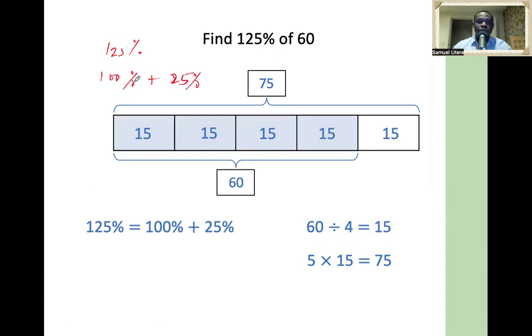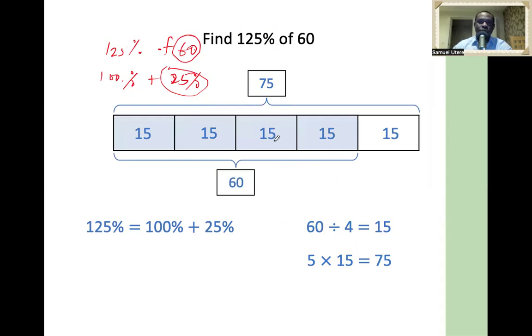So 125% of 60 actually means that we already have 100%. We just need to add 25% of this amount to it. That's what it means. So that's why you see this is 75. Because if I do exactly the same thing, but without the bar model, check this out. 125% means what I already have plus the additional amount on top of the 100%.